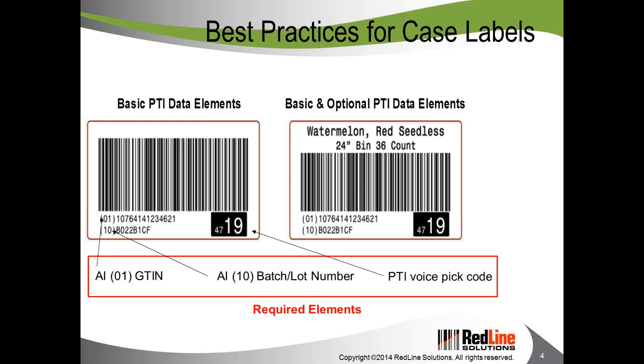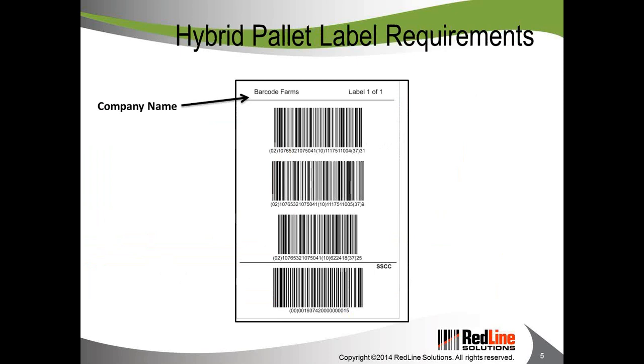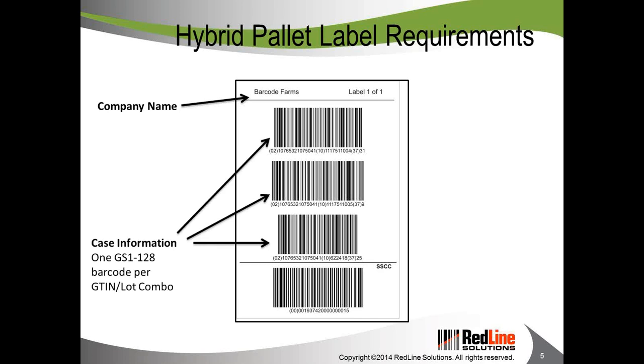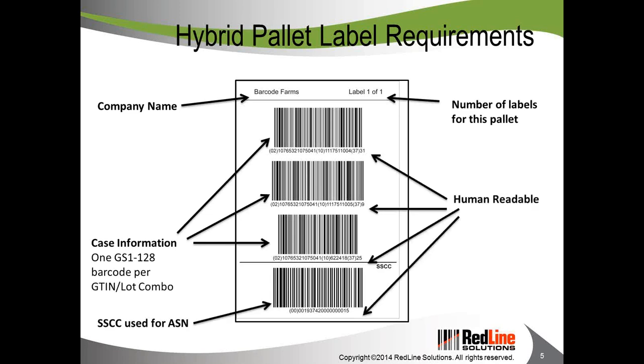Let's look at the case labels themselves. On the left, what you'll see is the basic required information, which has the GTIN, the batch or lot number, and the PTI voice pick code. And in commerce, you'll see the one on the right commonly, which includes the commodity, the variety, size, count, and other useful information. There's also a hybrid pallet tag, which is required for the pallet. This basically has the company name on it, and then every barcode represents a different combination of GTIN and lot number and has the quantity behind it. You'll have a label at the bottom that actually says the SSCC, which is used for advance shipment notification, and the human readable information.